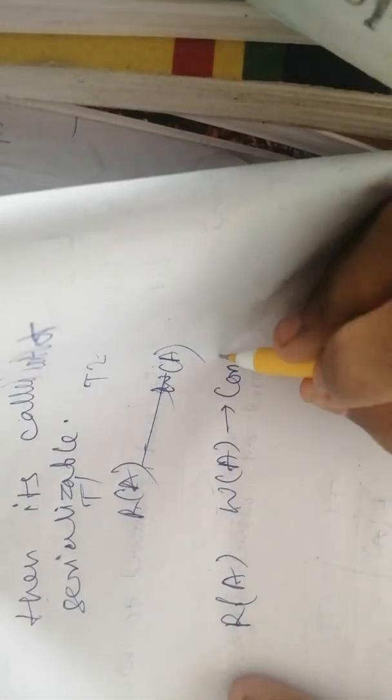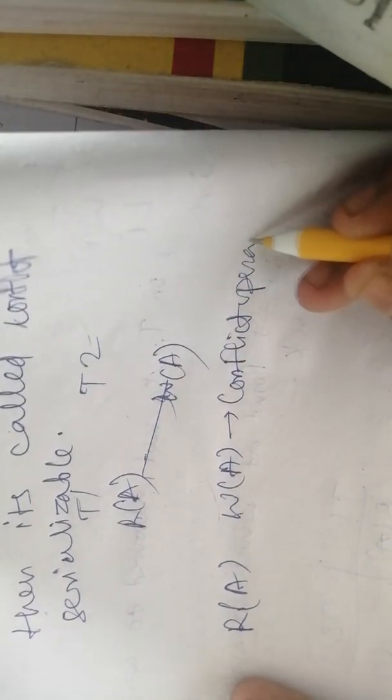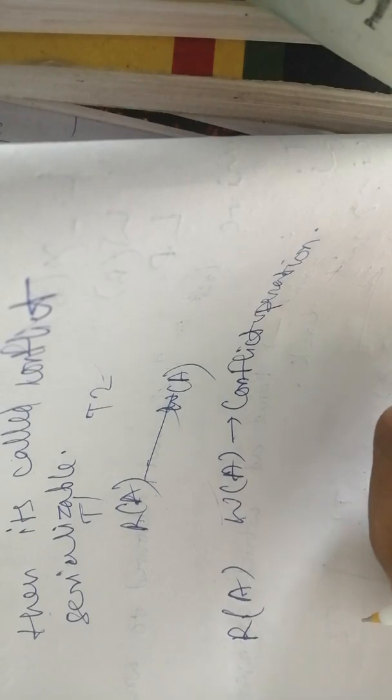These are: if read then write occurs, it is a conflicting operation, and similarly if write occurs on A, then this is also a conflicting operation. If write then read occurs, this is also a conflicting operation. But remember one thing: if this performs write on A and this performs write on B, then this is not a conflicting operation.